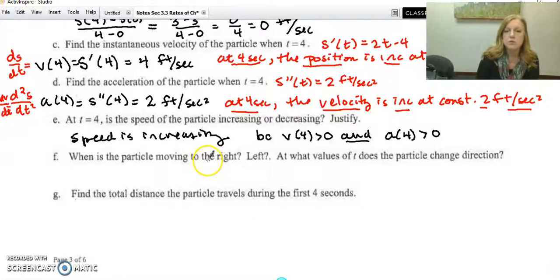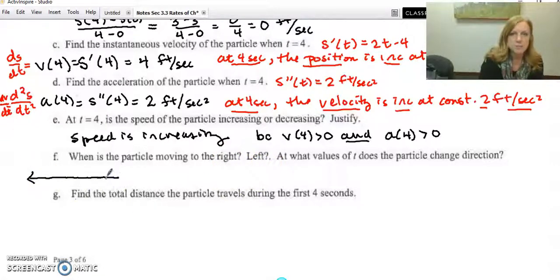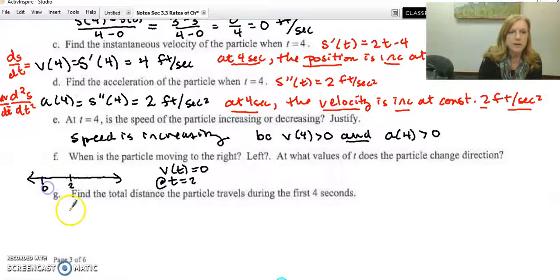The particle moves to the right when your velocity is positive. It moves to the left when your velocity is negative. I already have my velocity function up above there, which is my 2t minus 4. V of t equals 0 when t equals 2. So that's my critical value. Remember, we're only doing 0 and above.